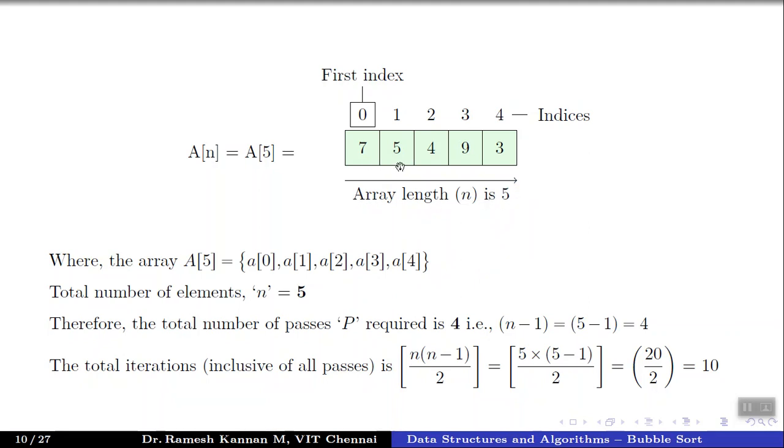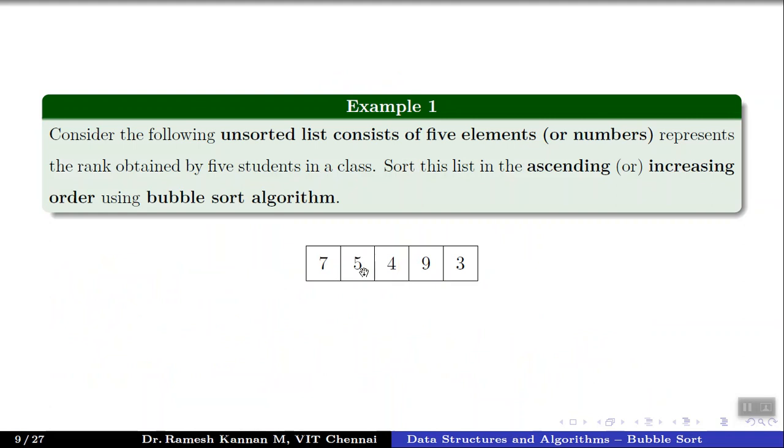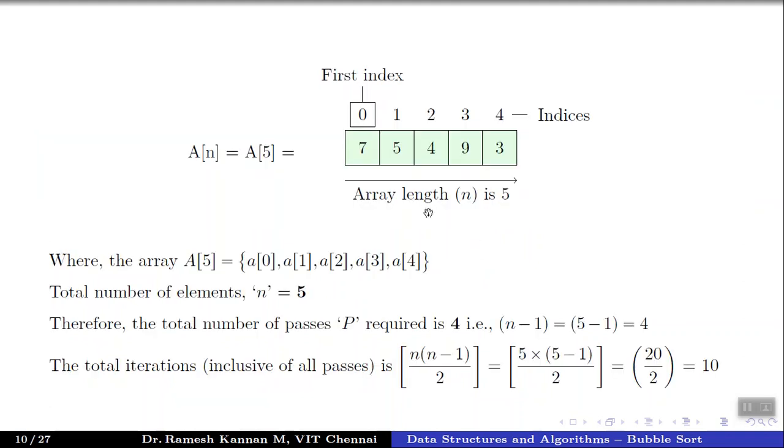These are the actual entries: 7, 5, 4, 9, 3. You can see they are represented by A0, A1, A2, A3 and A4. So these are the indices. A of that index will give you this particular entry, right? Something like that, right?